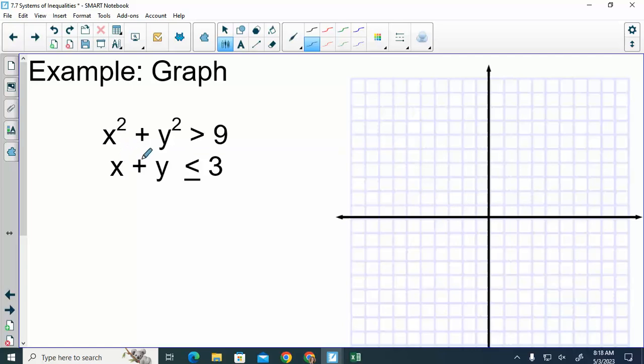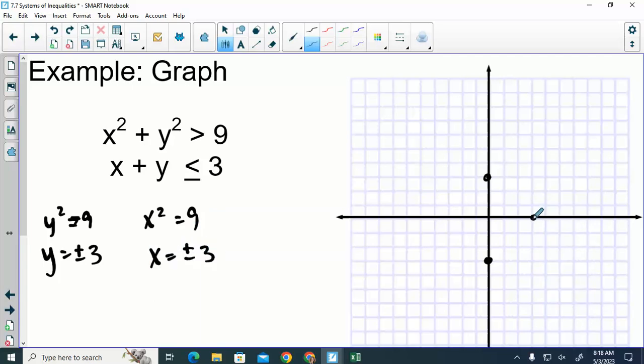Let's try some points. If x is 0, then you would get y squared equals 9. Let's just do equals. So then you would get plus and minus 3. So when x is 0, y could be 3, or y could be negative 3. If you plug in a 0 for your y, you get x squared equals 9. So x equals plus and minus 3. So when y is 0, x is positive 3 or negative 3. Oh, and it's a circle. But it's a dashed line, because there was no equal to.